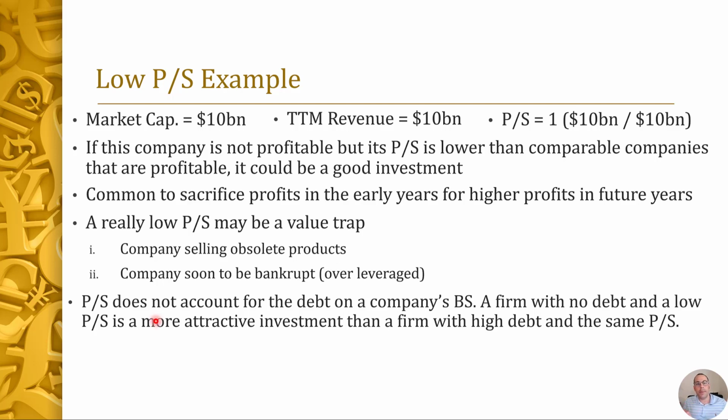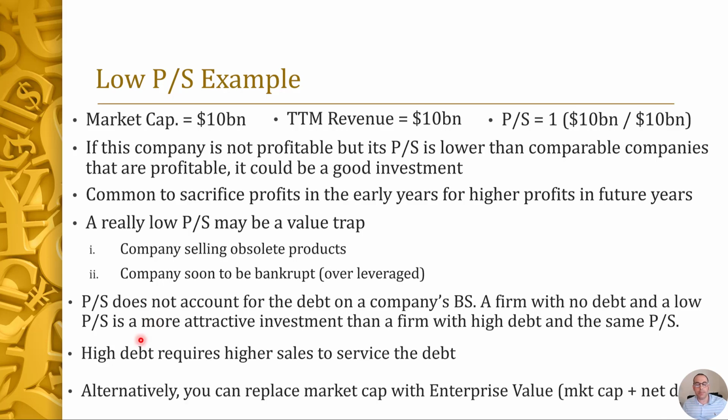So if you're looking at two companies, both with a price of sales of 2, but one of them has a lot of debt and one of them has a little debt, probably the company with a little debt is a better investment. Because when you take on debt, your expenses go up because you have to pay the interest on your debt, which requires higher revenue in order to service that debt. A way to fix this problem is replace market cap with enterprise value. So the price of sales is market cap over revenue. Instead, you can use enterprise value over revenue, and that takes into account how much debt a company has. Enterprise value is market cap plus net debt.